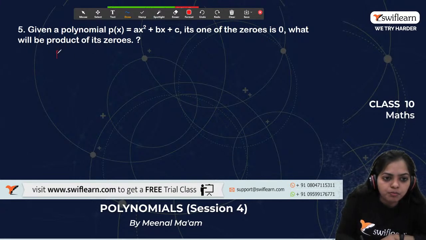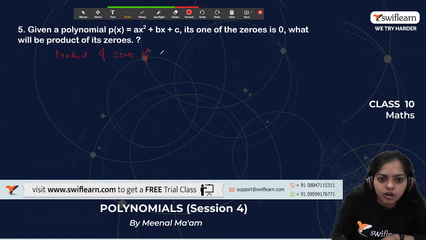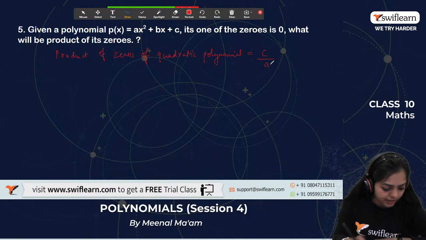The product of zeros of a quadratic polynomial of the form ax square plus bx plus c is what? Constant term divided by coefficient of x square. Alright, so this is the formula.